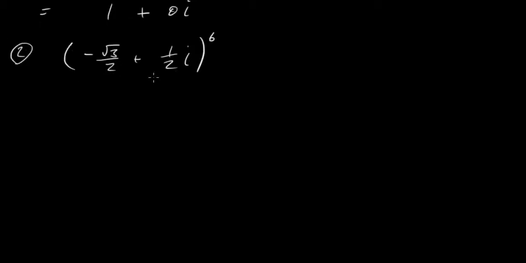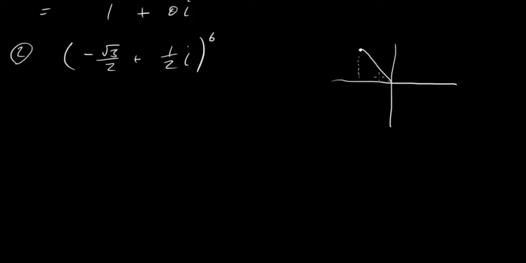You can multiply this whole thing out 6 times, but that's going to take a while to do. De Moivre's theorem makes it a little bit easier. So the first thing we want to do is convert this into polar form. If we draw a rough sketch here, minus root 3 over 2 plus a half i is going to be somewhere up around here. So this is our complex number here.